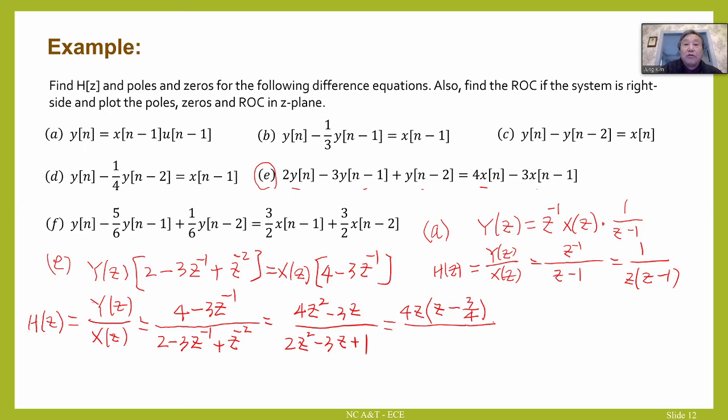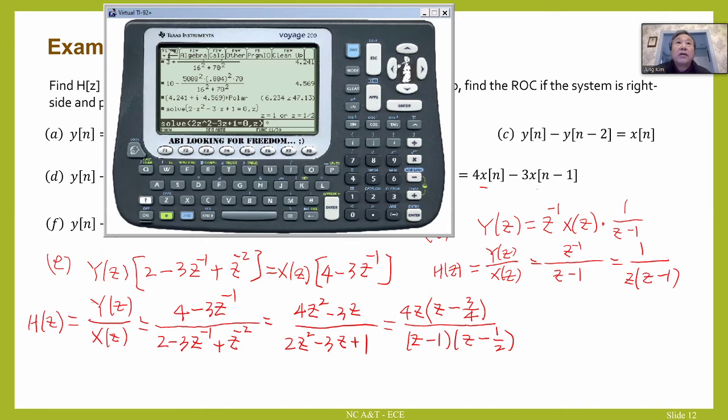Can you see my writing, right? So that is g minus 1, g minus 1/2. Is that correct? Yeah. So g equals 1, g equals 1/2. Okay, so this is correct.